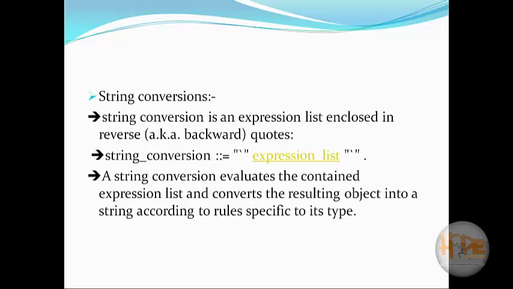Now we see the string conversion. A string conversion is an expression list enclosed in reverse quotes. A string conversion is equal to the expression list in double quotes. A string conversion evaluates the contained expression list and converts the resulting object into a string according to rules specific to its type. There are many different types.